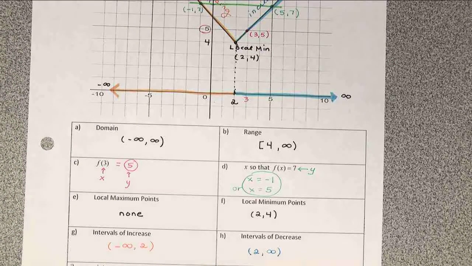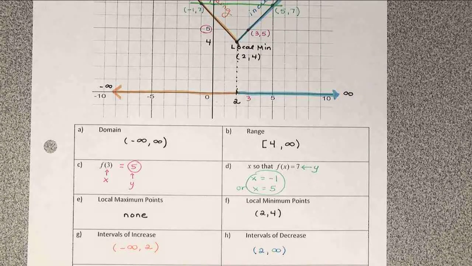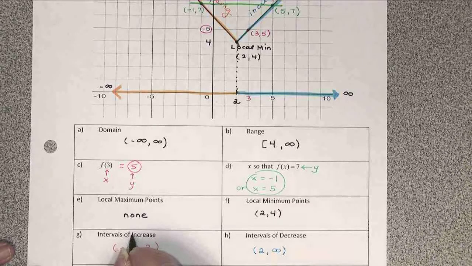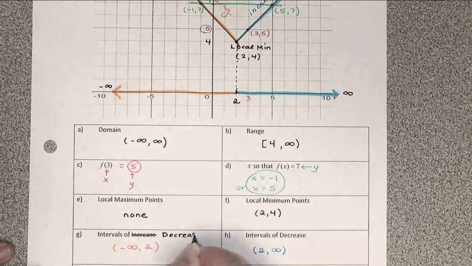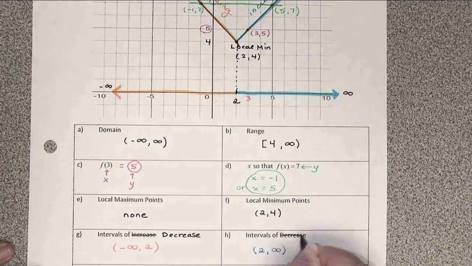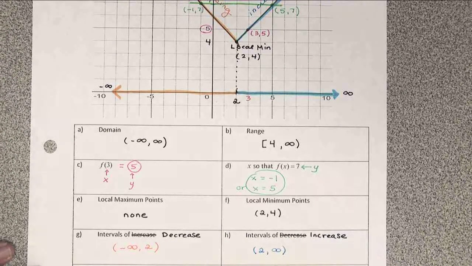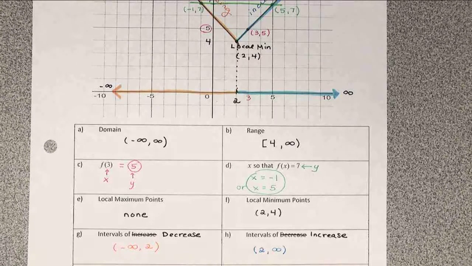Okay. And you know what? I just realized that I wrote those in exactly the wrong spaces. I'm sorry about that. I didn't read the problem carefully enough. This was increase and decrease, and I did it the other way around. We wrote the interval of decrease here, and the interval of increase here. My apologies.